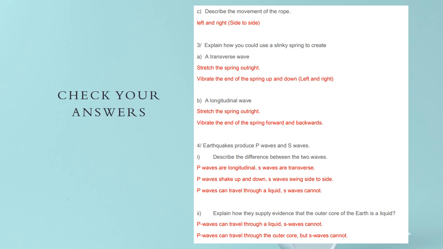Question 3. Explain how you could use a slinky spring to create a transverse wave. Stretch the spring outright and vibrate the end of the spring up and down or left to right. Part B. How could you use it to create a longitudinal wave? Stretch the spring outright and vibrate the end of the spring forward and backward.